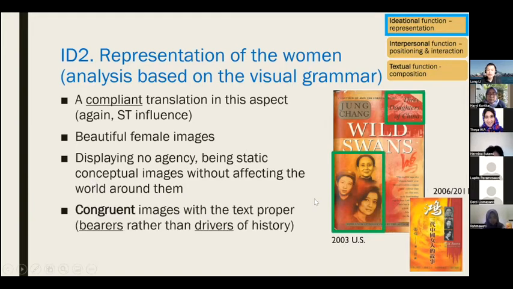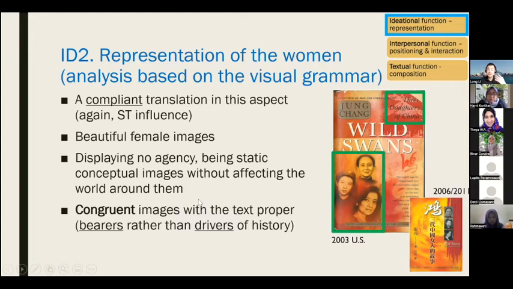How about the linguistic representation of the women in the book? Do they have more agency? Well, according to my linguistic analysis, this kind of beautiful but passive representation is congruent with what's inside the book. So the women can be considered bearers rather than drivers of history in China. The people who were the drivers of history were mostly male leaders of China and some female leaders, but these three women were more passive, both visually and linguistically.